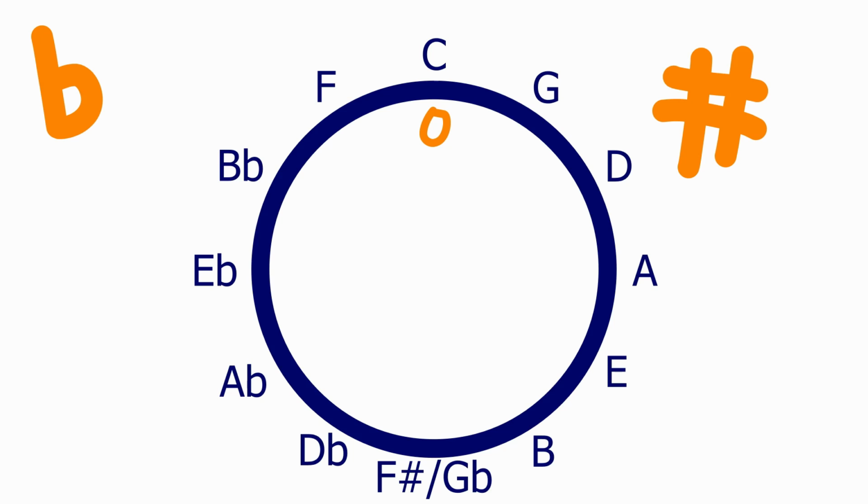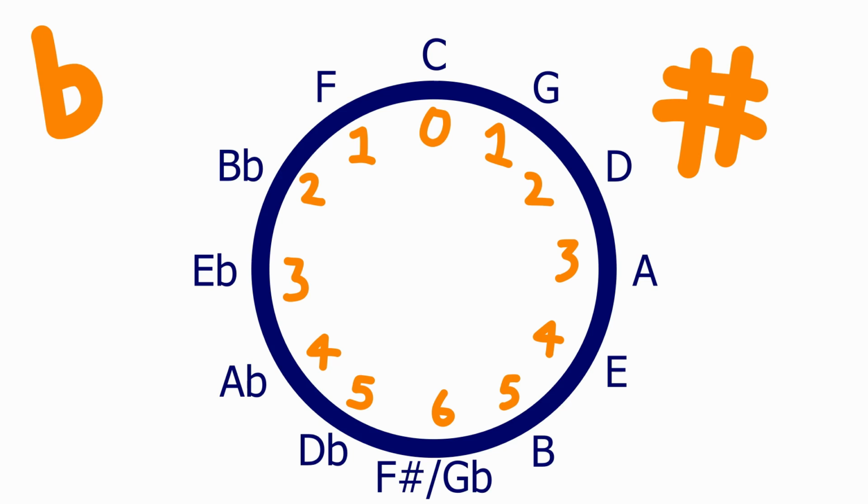Now let's have a counting lesson. 1, 2, 3, 4, 5, 6. What comes after 6? Correct. 5. Then 4, 3, 2, 1. If you can visualize this circle, then you can quickly figure out the number of sharps or flats in any key signature.